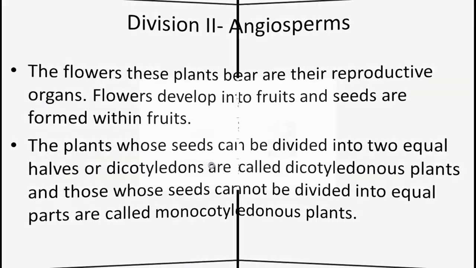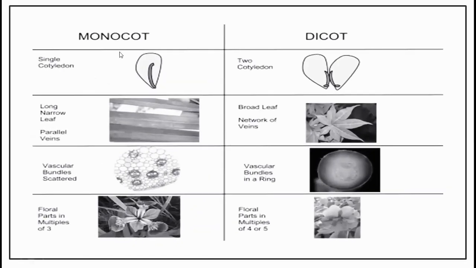Then first look at one diagram here, you see the monocot plant and the dicot plant. Here is the monocot plant, with a single cotyledon coming out. These are the single cotyledons, these are the double cotyledons. Then this shows a difference between these leaves. Monocot leaves have long, narrow and parallel veins, and dicot leaves have broad, network veins.